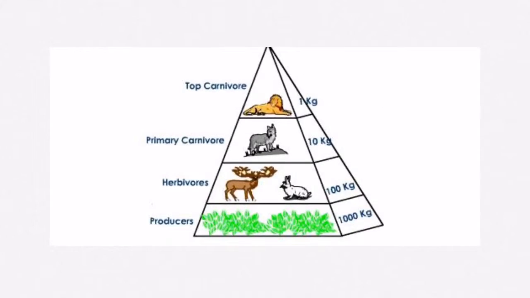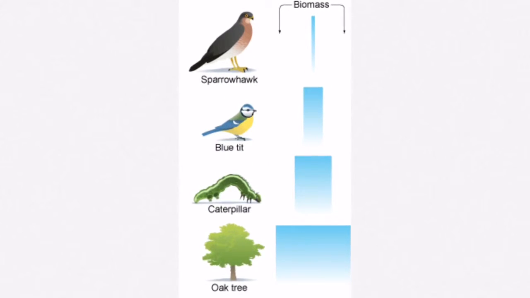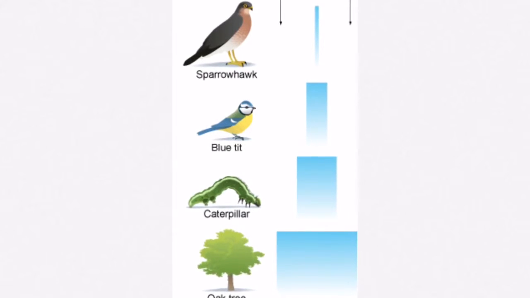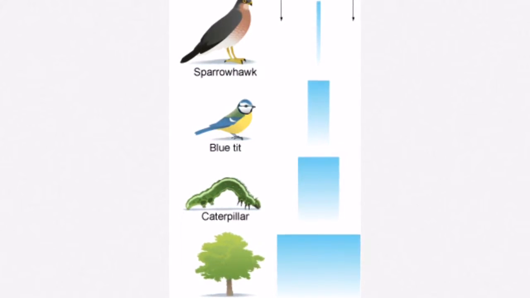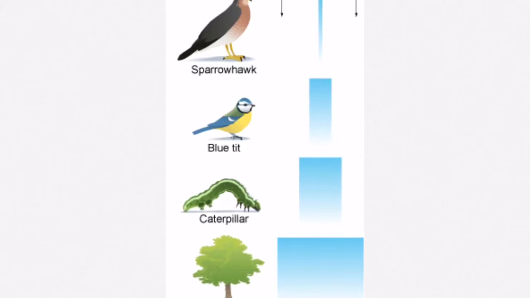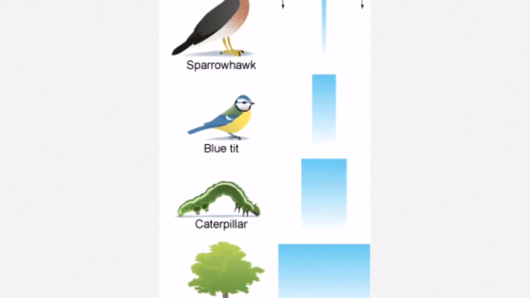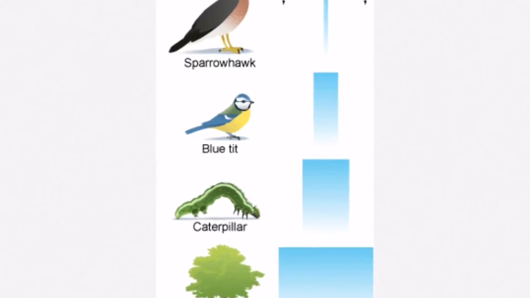A pyramid of biomass is a diagram which shows the mass of all of the organisms at each trophic level of the food chain. A trophic level is where on the food chain an organism sits. For example, plants are producers, a caterpillar would be a primary consumer, and a blue tit would be a secondary consumer. The sparrowhawk would be a peak predator.